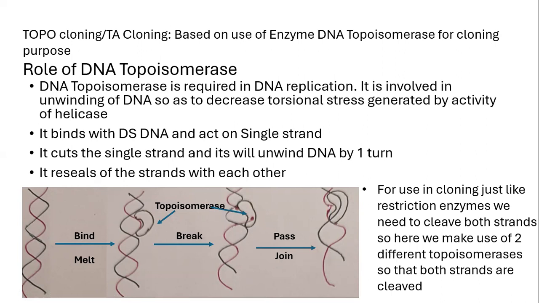But here, by looking at this activity of the enzyme, people proposed the TA cloning method based on the use of the enzyme topoisomerase, wherein we can make use of two different topoisomerase enzymes to cleave the two strands of the parental DNA. Because topoisomerase 1 cleaves only one strand of the parental DNA, and we need cleavage of both strands, just like digestion with a restriction endonuclease, so that the insert molecule can be ligated.